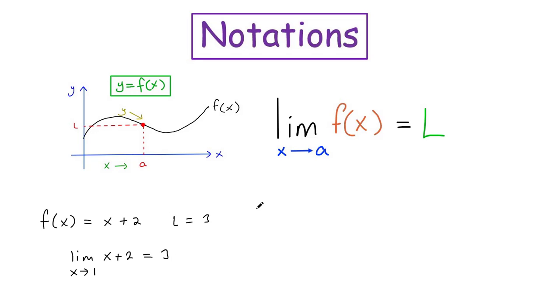We can do, let's say we have f of x is equal to sine of x. And let's say we already know that as x approaches pi, then f of x approaches 0, right? So we know that our limit is equal to 0. So we can write the limit as x approaches pi of sine of x is equal to 0.